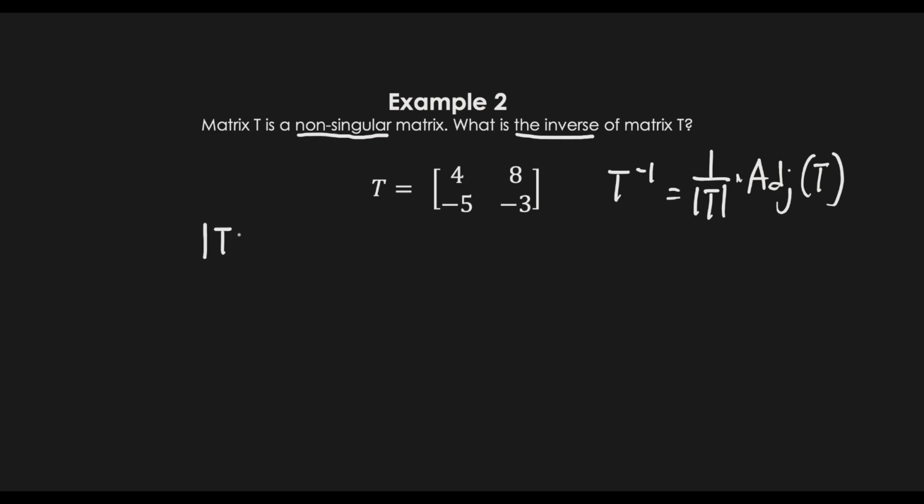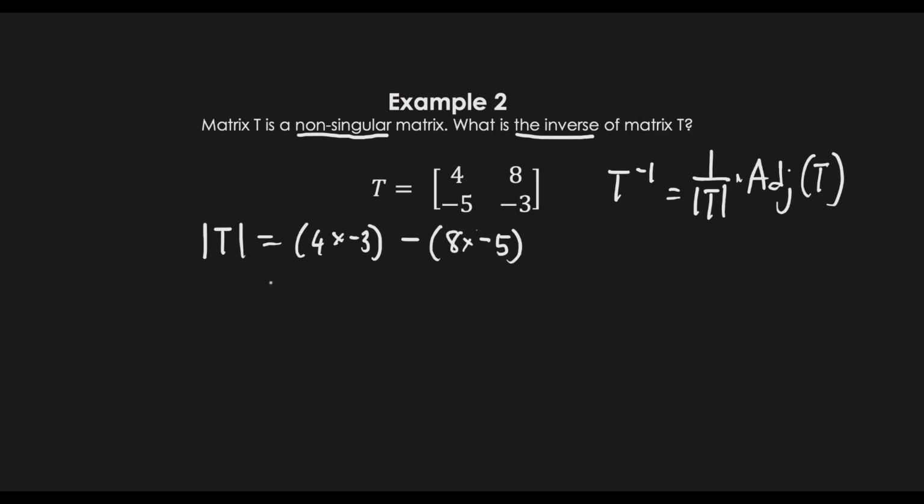Always try to keep this as a practice. So the determinant of t, we do the crisscross again. So 4 times negative 3, always from this direction first, take away 8 times negative 5. So what we'll have is 4 multiplied by negative 3, take away 8 times negative 5.